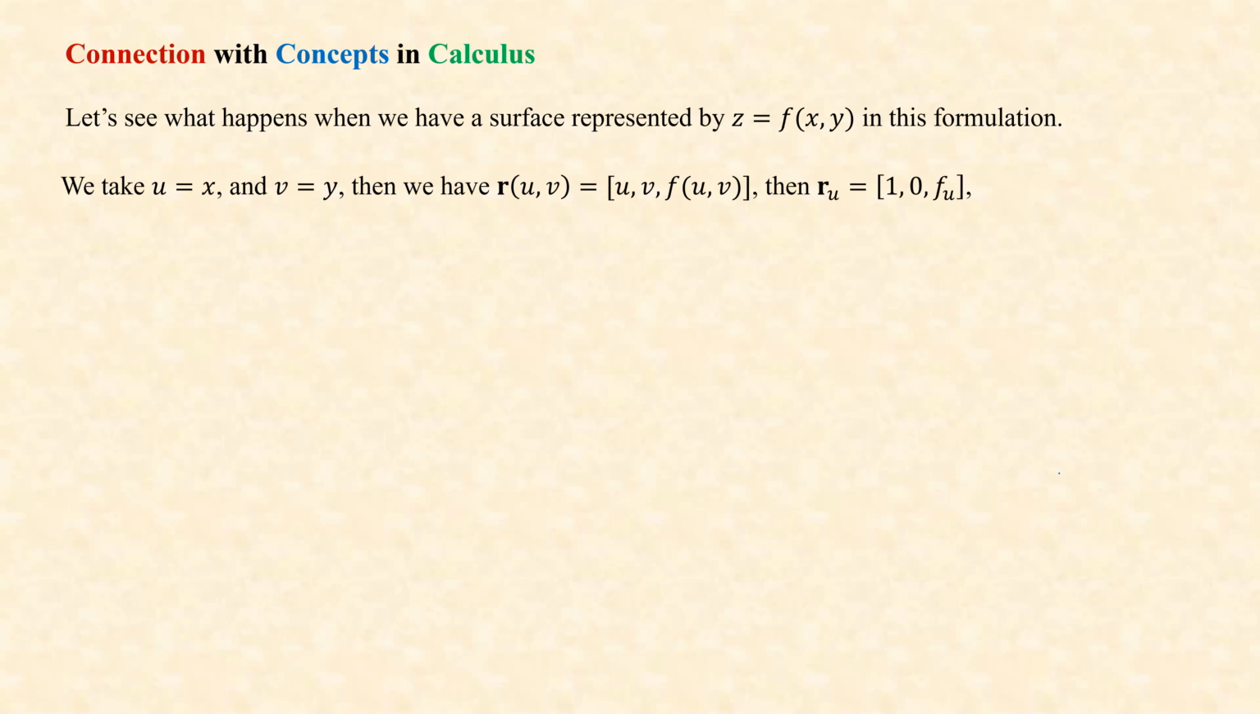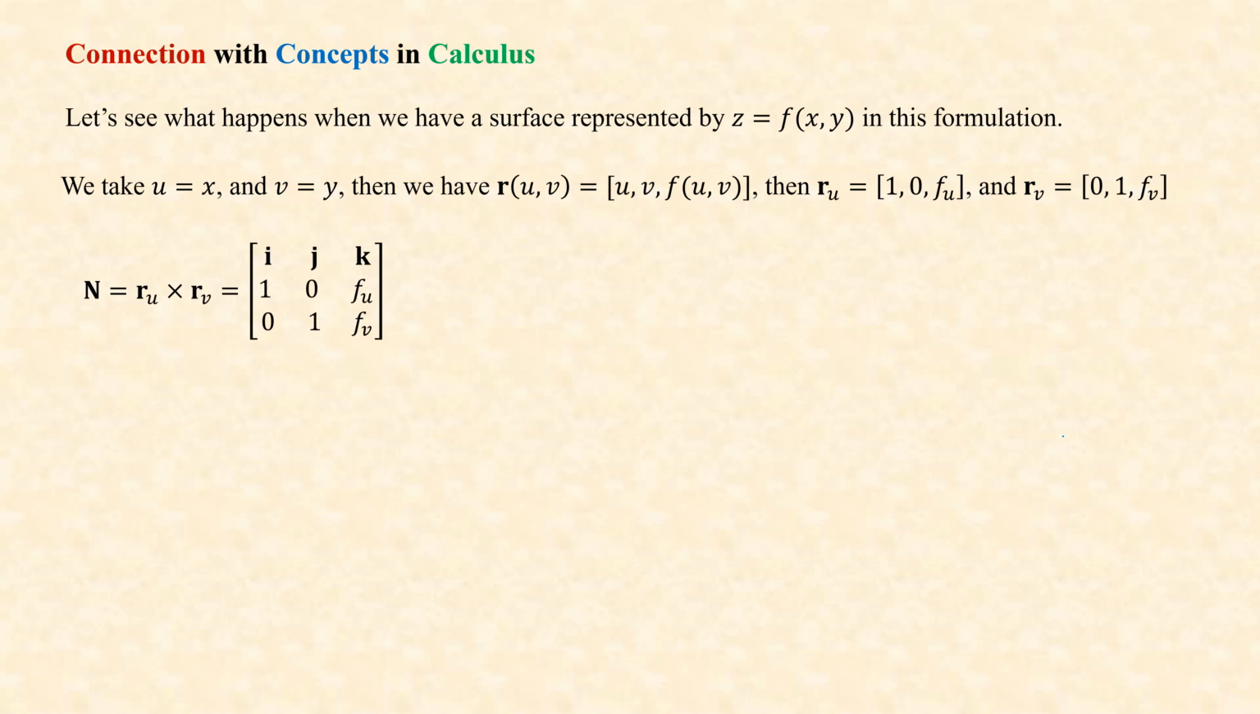And the partial with respect to u of that becomes 1, 0, and f sub u, the partial of f with respect to u. And the partial with respect to v becomes 0, 1, and f sub v. And then the cross product becomes i, j, k, 1, 0, f_u, 0, 1, f_v. And if you do the cross product, you see here for the first component, 0 minus f sub u, so negative f_u. For the second component, it's negative j times f_v minus 0, so negative f_v. For the third component, it becomes 1 minus 0.